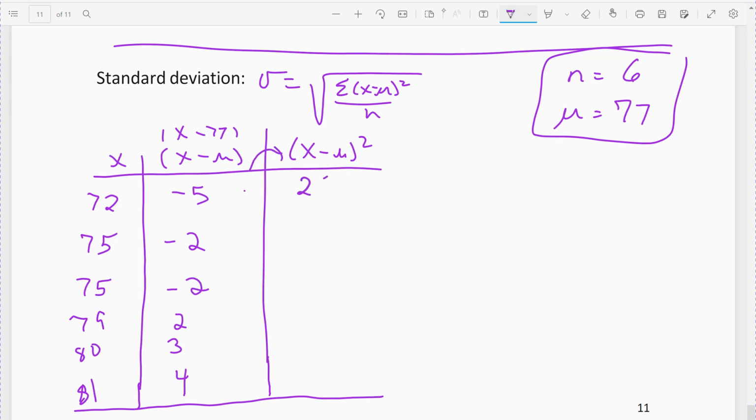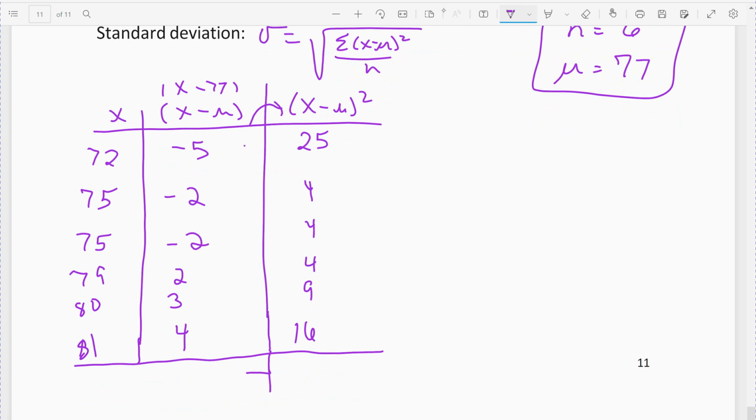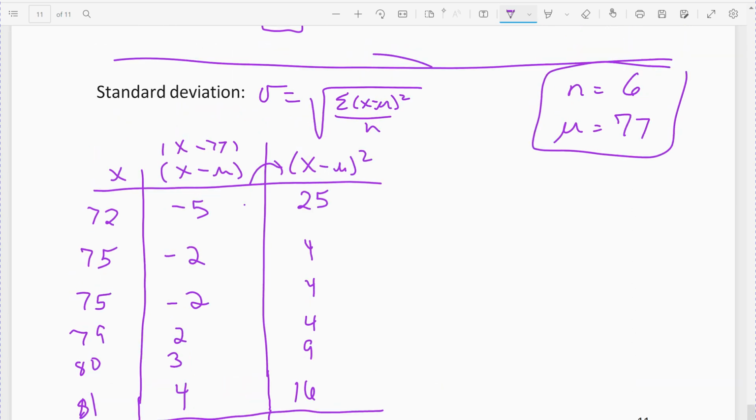So over here, we square those numbers. 5 squared is 25. Then we've got 4, right? 2 squared is 4, whether it's negative or positive. 3 squared is 9. 4 squared is 16. And there's my squared deviations, which is what we want to take the sum of. We want to add those up because that's the sum of my squared deviations, which is the piece of the formula I want. So you take your 25, add the 4s, add the 9, add the 16. That adds up to 62, and that goes into this formula.